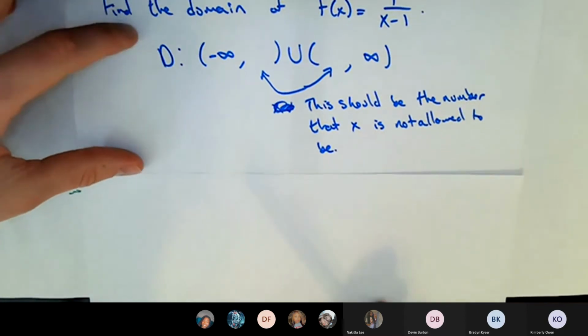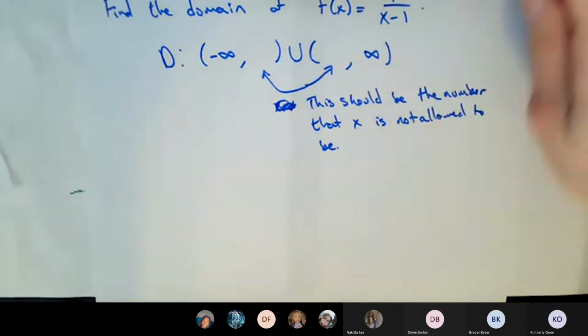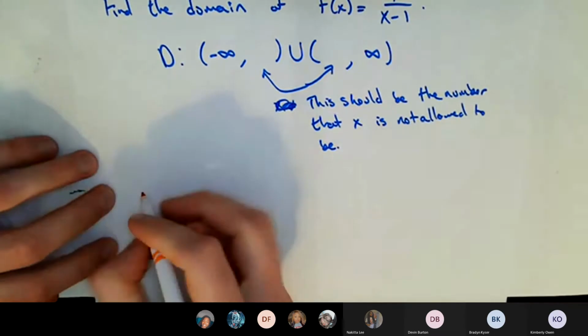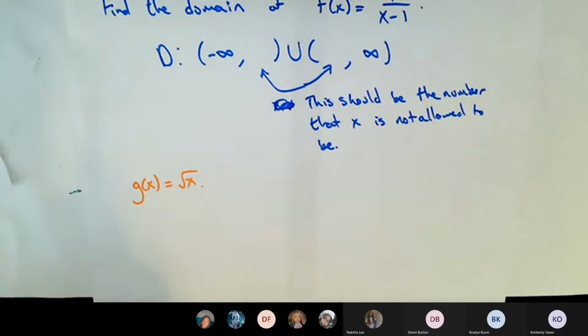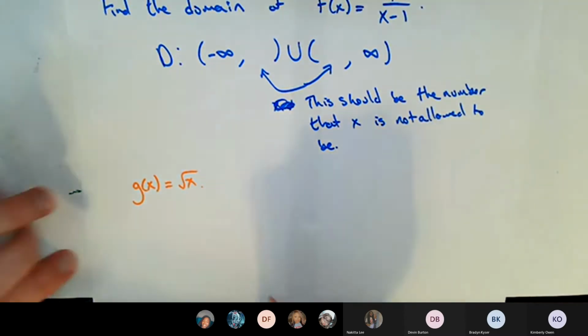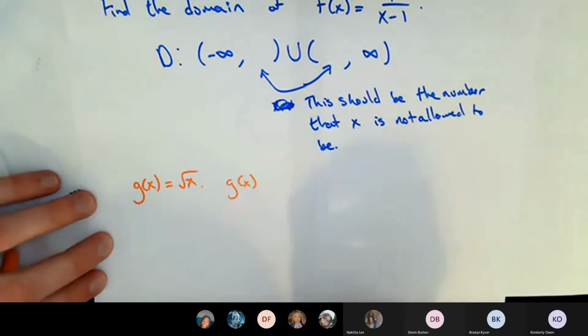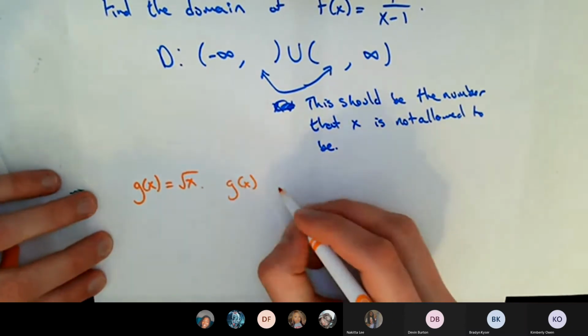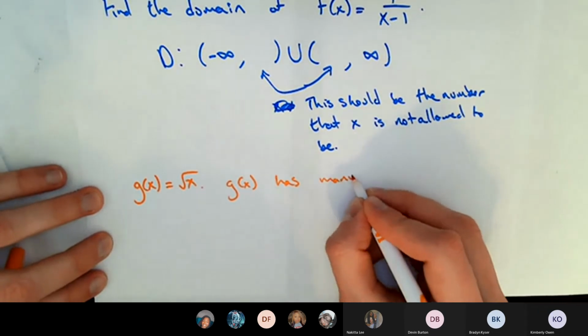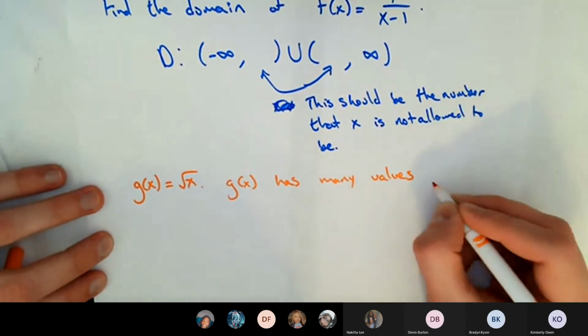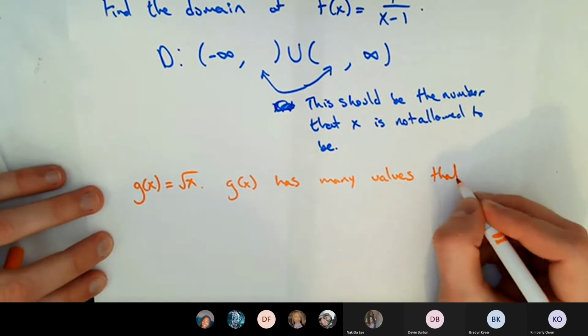Okay, let's talk about g of x. I guess I can work off of this paper. So g of x, just to remind you, is the square root of x. This also has a restricted domain, but not the same way that f of x with the 1 over x did. Not the same way that these 1 over x things are going to act. G of x does not have a particular value that cannot be plugged in. It has many values that cannot be plugged in for x.